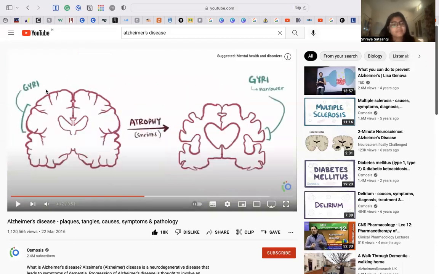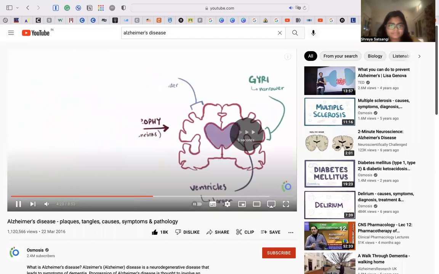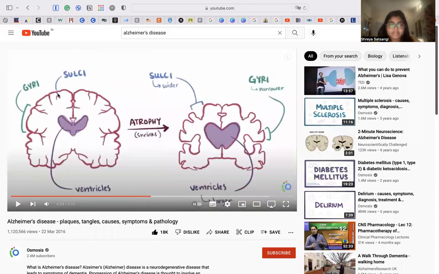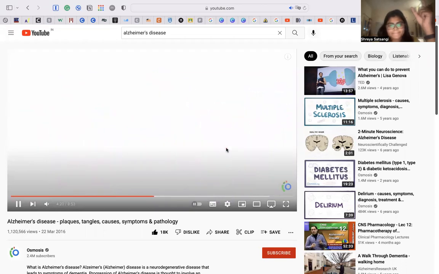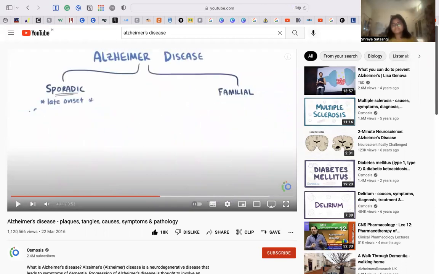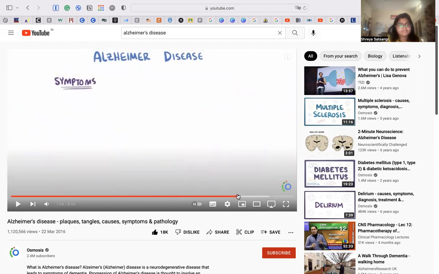Now, because of the entropy, the gyri are shrinking. This is the gyri of a normal brain, and this is the gyri of an Alzheimer's brain. So yeah, it shrinks. And here the cells have very little gap in between them. But now in Alzheimer's, the gap gets wider, and that makes the ventricle larger. Yeah, now this is just how and why it happens.